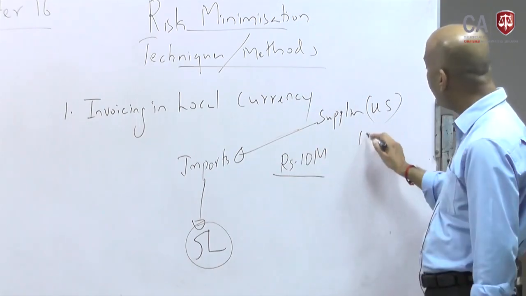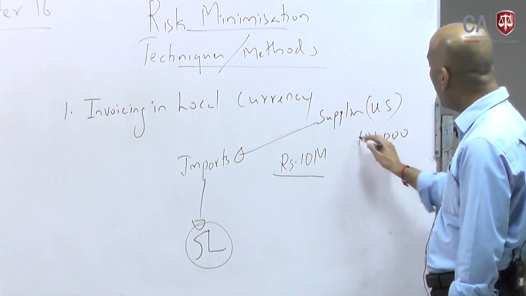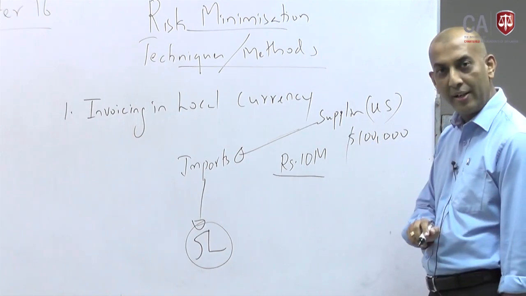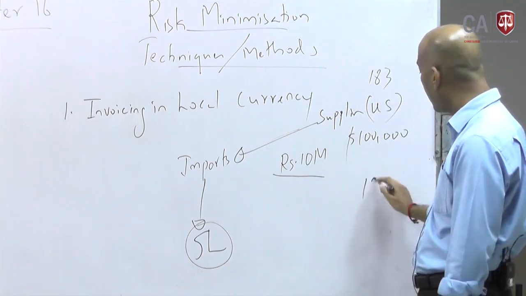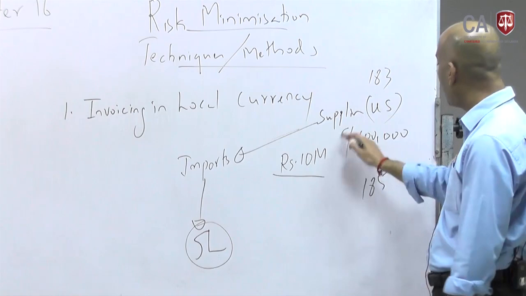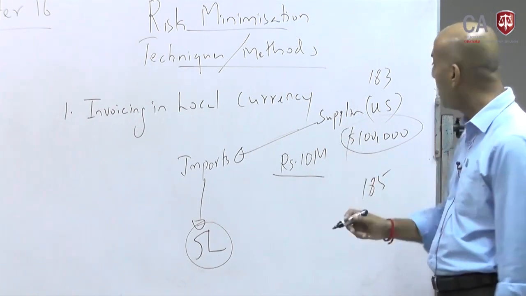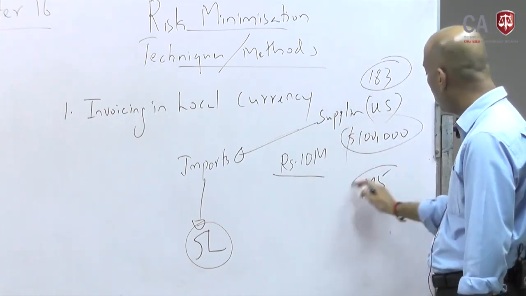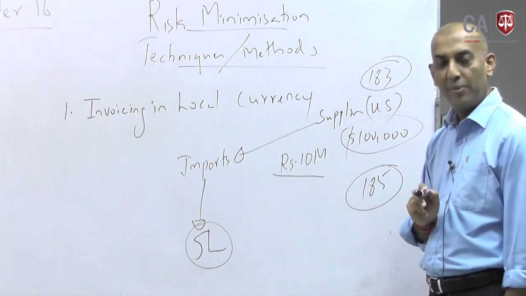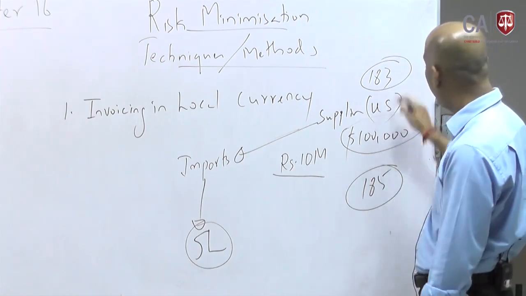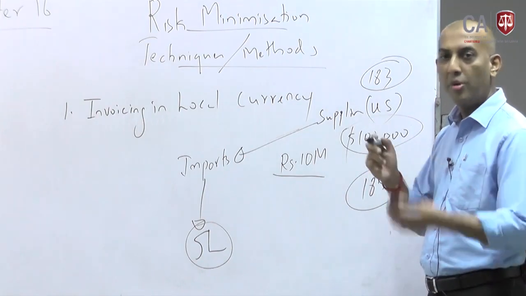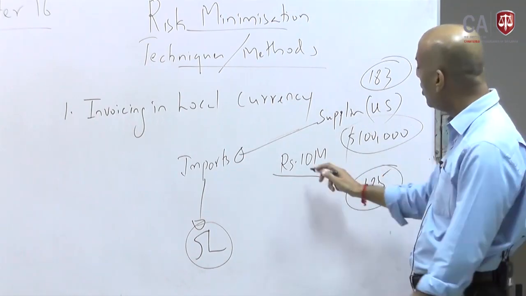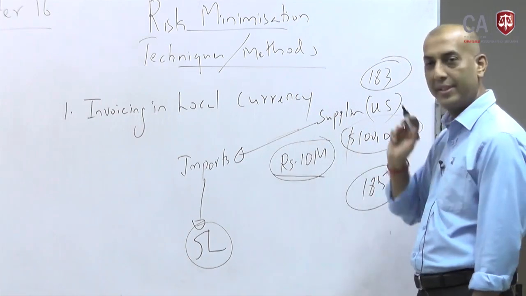But on the other hand, if he has invoiced you $100,000, for example, today your exchange rate can be 183, in 3 months' time the exchange rate can be 185. The rupee worth of $100,000 is different from today's value to the value in 3 months' time. So please understand, this is the difference, this is your risk. In order to minimize that risk, you can tell your supplier, please invoice me in rupees.